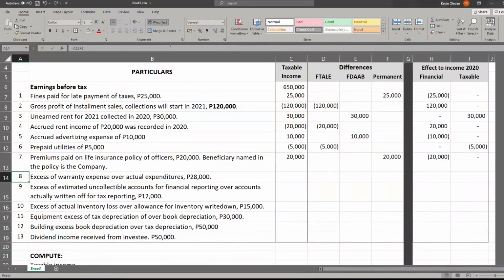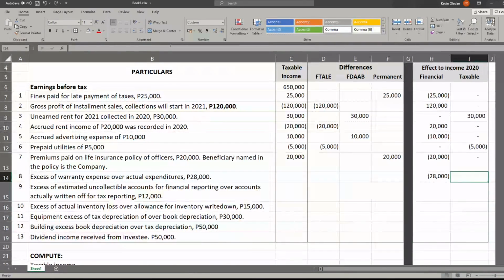Excess of warranty expense over actual expenditure. Ito po, a difference between accrual accounting and cash basis again. Kasi ang binayaran mo daw na expenditure is lower than what you recorded as warranty expense. So your warranty expense is 28,000 greater than the actual warranties na binayaran mo. Okay? So ano nangyari dito? Mas mataas ang expense na na-recognize mo. Gaano kataas? Mas mataas ng 28,000. Meanwhile, I don't know the exact amount for tax pero it's lower by 28,000. So sabihin na lang natin zero ang effect dito pero may excess na 28,000 dito.